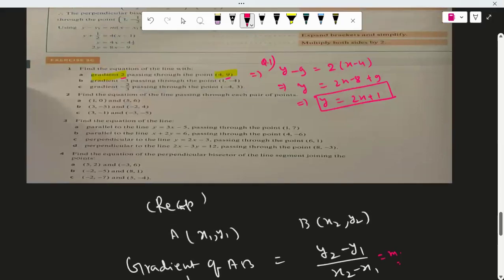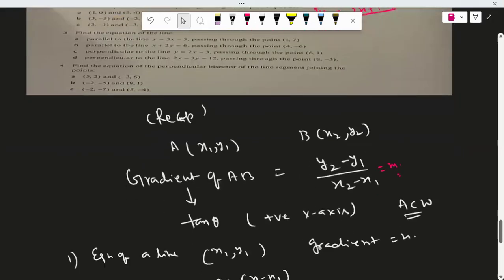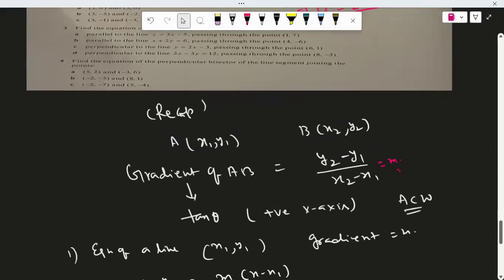Question number 3, find the equation of the line parallel to the given line and passing through (1, 7). So, the equation of a line parallel to y equals 3x minus 5. I am making you understand the first one and last one.